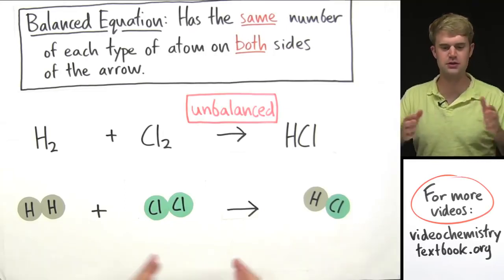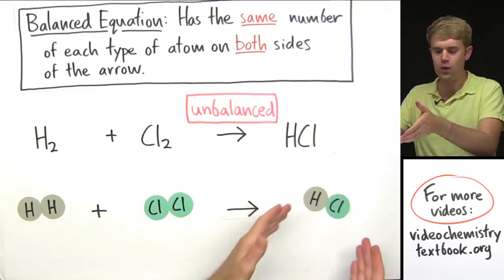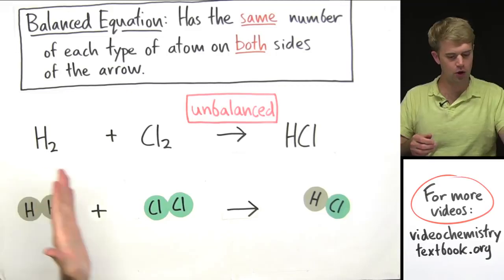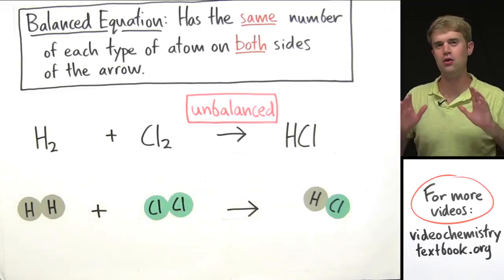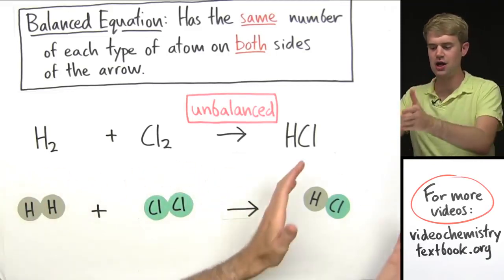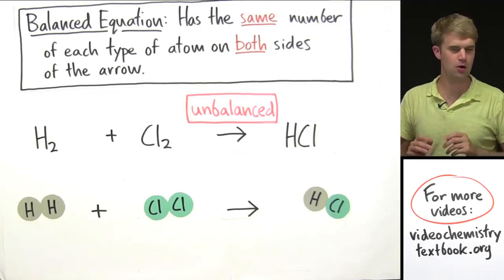Okay, so take a look at this equation. Can you figure out what we need to do to one or more of these in order to have the same number of each type of atom on both sides? Well, here's what we do.